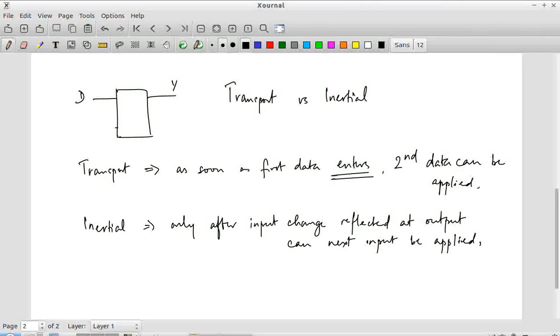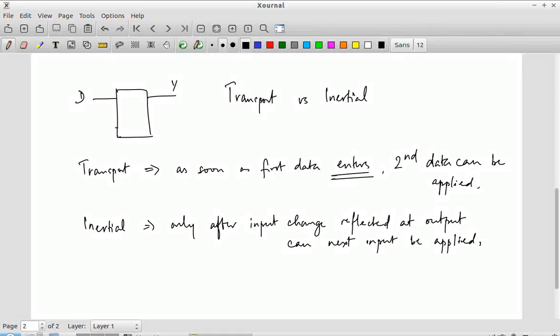So this is something to do with the way that we are modeling the system, not anything fundamentally about how it works. Okay. Now, does a given system actually follow an inertial delay or a transport delay model? There's no sort of experimental method by which you can verify if that is one or the other.